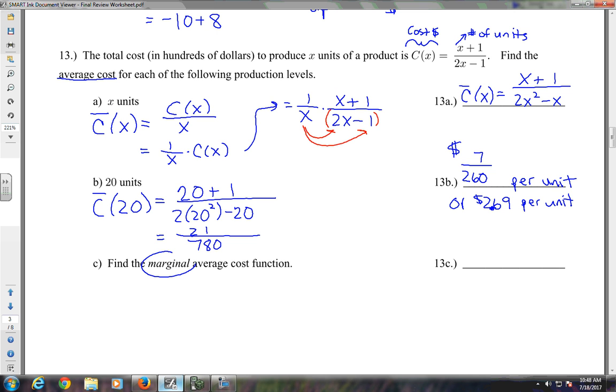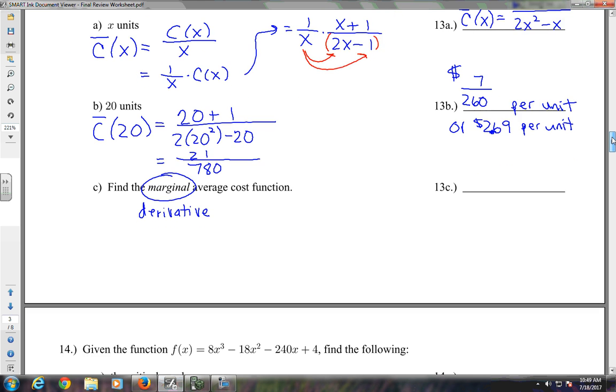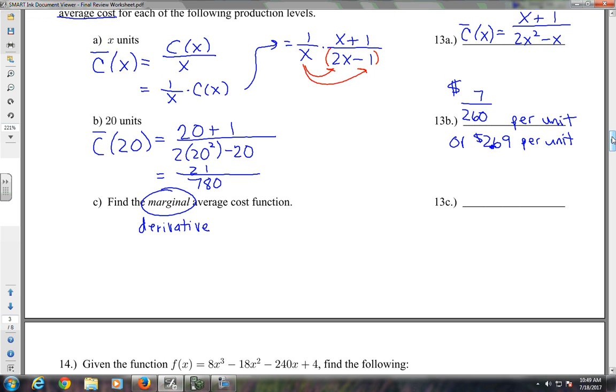Next, find the marginal average cost function. Marginal is another code word for derivative. Slope, instantaneous rate of change, marginal. All of those are a signal to you that you should differentiate. Notice it says marginal average cost. So I'm going to have to find the derivative of the average cost function that I found in part A. What if it had asked for the marginal cost? Well, then I just find the derivative of the original total cost function given in the problem. Okay, so make sure you read very carefully on your final exam.